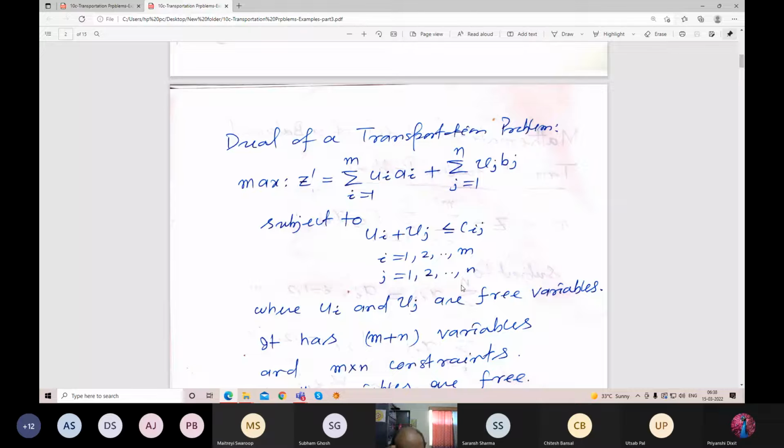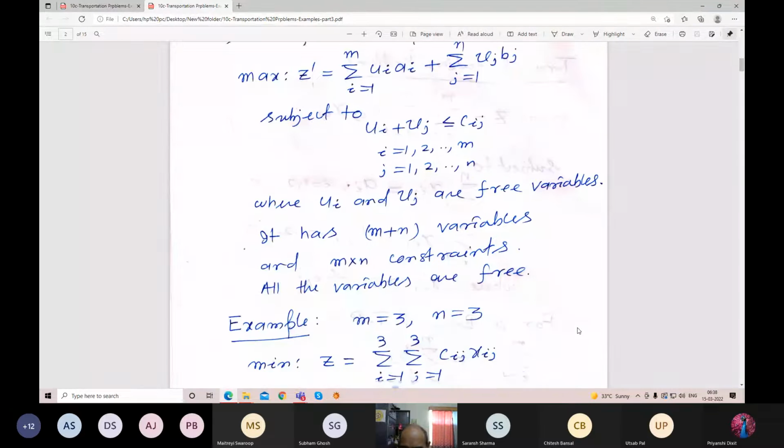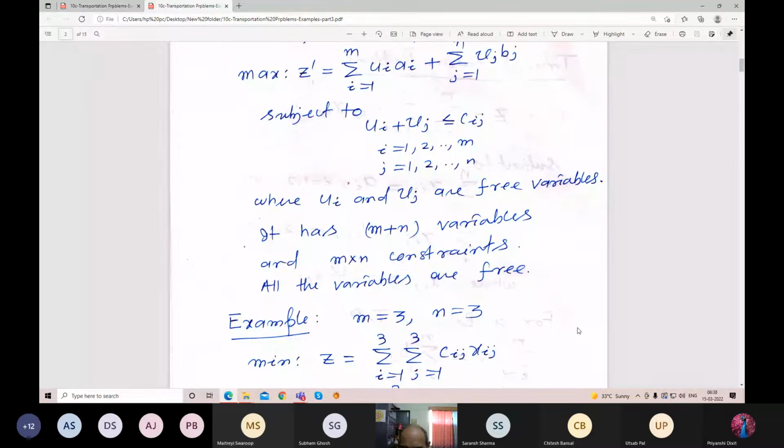The constraints are ui plus vj less than or equal to cij. The cij is known, the cost coefficient is known. ui and vj are unknown, so you have to find them out. These ui and vj are generally free variables. They can be positive, negative, or zero. So altogether we have m plus n number of free variables and m into n number of constraints. All the variables, as I mentioned, are free variables.